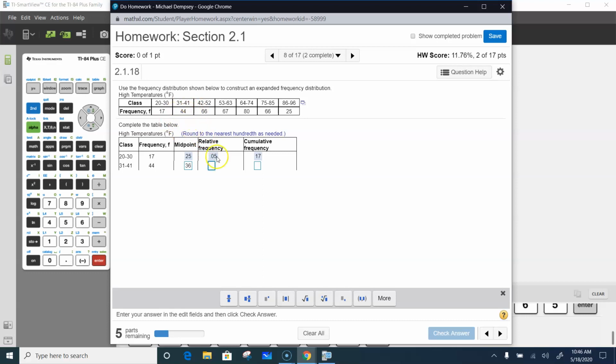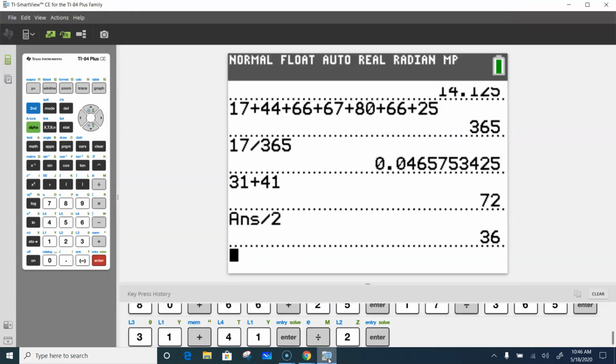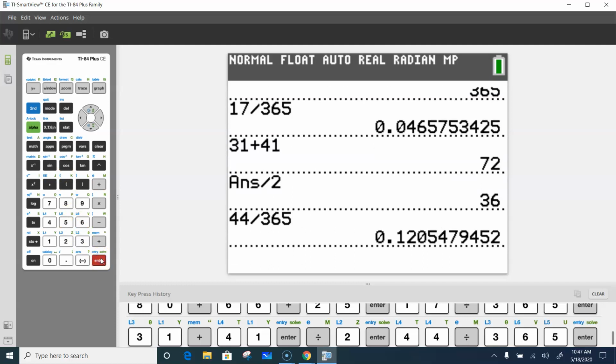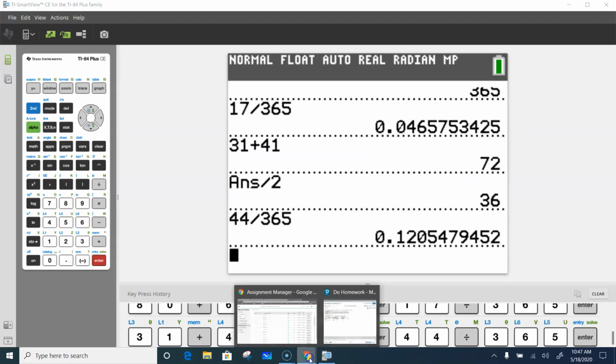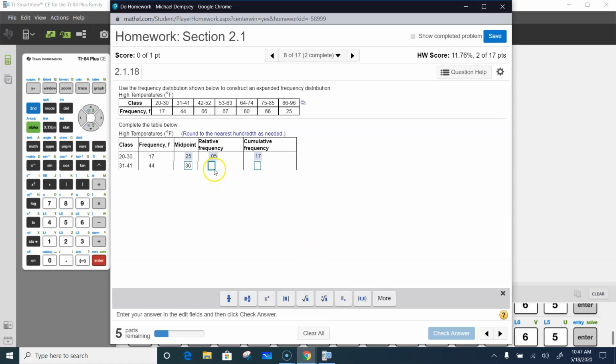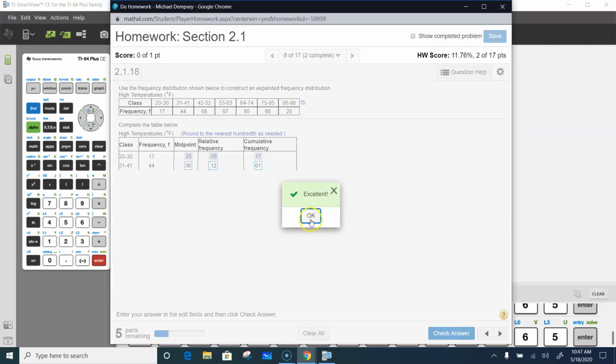The relative frequency is going to be 44 divided by 365. And we want to round that to 2 decimal places. So to 2 decimal places, that would just be 0.12. And then what happens here, our cumulative frequency, that's going to be 17 plus 44. That's 61, right? This is where we're adding everything that has come previously. Okay, we add them together.